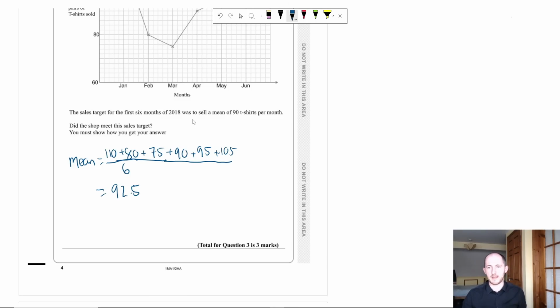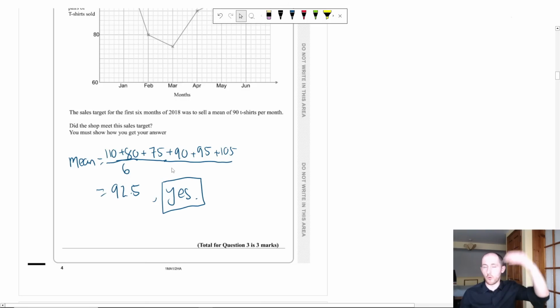So they're meant to sell a mean of 90 and they did 92.5. Well, it's a sales target, which means they should exceed it if anything. So yes, they did. Okay. So again, you get that mark here, the yes, for actually interpreting it, because technically speaking, they didn't actually get 90 t-shirts. They got more than that. But think of it in the context. It's a sales target. If you get more than the sales, that's just gravy. Okay. So in this case, yes is the answer.